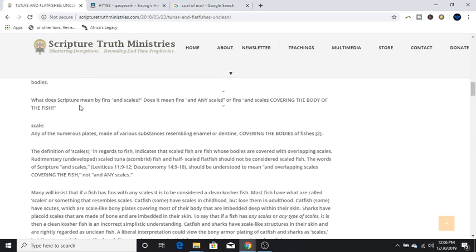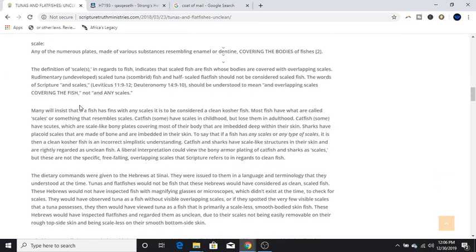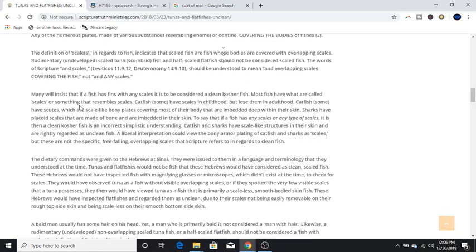What does scripture mean by fins and scales? Does it mean any scales or fins and scales covering the body of the fish? Scale: any of the numerous plates made of various substances resembling enamel or dentine covering the bodies of fishes. The definition of scales in regards to fish indicates that scaled fish are fish whose bodies are covered with overlapping scales. Rudimentary, undeveloped scaled tuna, scombrid fish, and half-scaled flatfish should not be considered scaled fish.